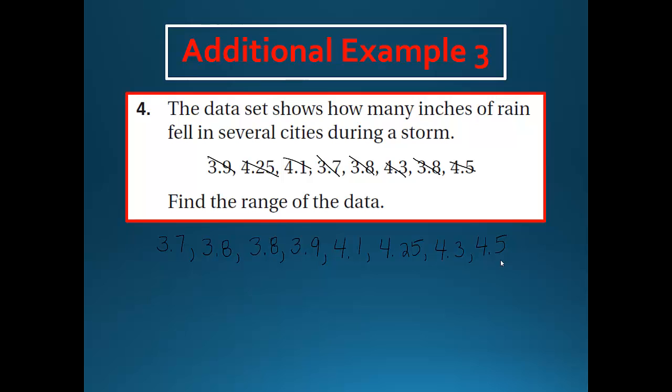Now I can see that my largest value is 4 and 5/10, and my smallest value is 3 and 7/10. So now I'm going to subtract these two numbers, so 4 and 5/10 minus 3 and 7/10. I can't subtract 5 minus 7, so I borrow. And now I have 15 minus 7, which is 8, and 3 minus 3 is 0. My decimal will come straight down. So I'm going to have 0.8, or 8/10, and then my label would be inches. So 8/10 inches would be my range.